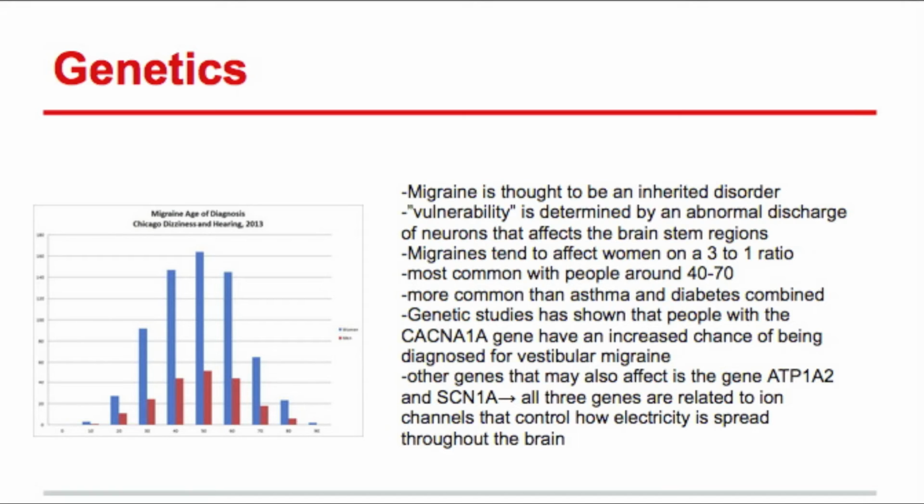In addition, migraines are actually more common in women than in men, with a 3-to-1 ratio, and more commonly seen in people between the ages of 40 and 70. It's actually so common, in fact, that it's more common than asthma and diabetes combined.